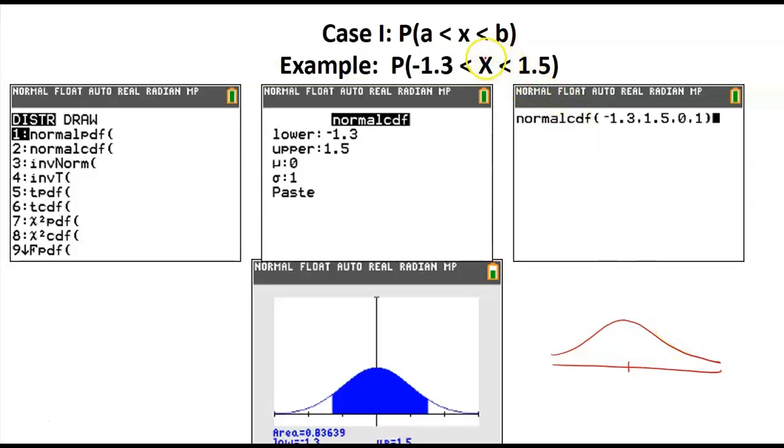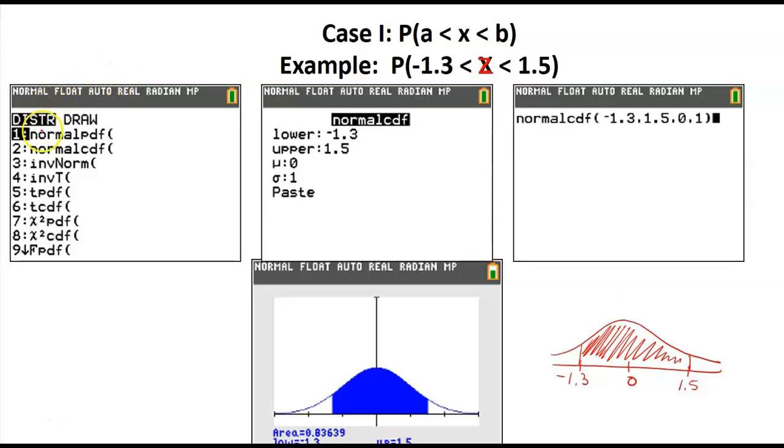So let's say, and this should actually be a Z, it's a typo. If I'm doing a standard normal distribution, I've got 0 here in the middle. So I'm going to be at negative 1.3, and I'm going to be over here at 1.5. So I'm looking for the part in between these two.